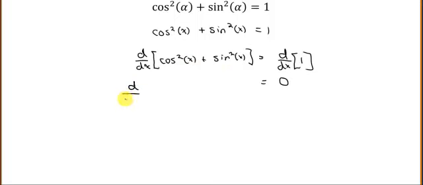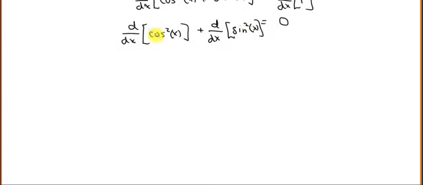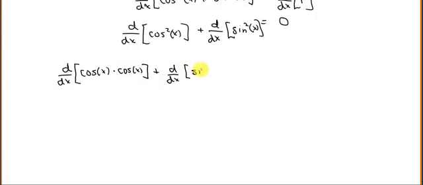So I'd have the derivative with respect to x of cosine squared of x plus the derivative with respect to x of sine squared of x. And notice that cosine squared is just cosine times cosine, sine squared is just sine times sine. So let me think about it this way. I have the derivative of cosine squared of x, so that's just the derivative of cosine of x times cosine of x, plus the derivative with respect to x of sine squared, which is just sine of x times sine of x. And this is equal to 0.